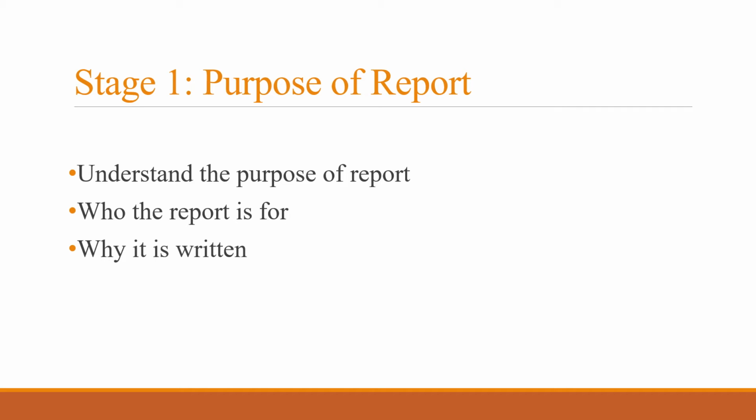So for better report writing, it is necessary to have clarity about the purpose of the report and the person to whom you are writing it, or the audience who will be reading it. That is very essential for report writing. So this is the first stage. The first stage is primarily concerned with the purpose of the report: why the writer is writing a report, and for whom he is writing it, and why again refers to the purpose of the report.